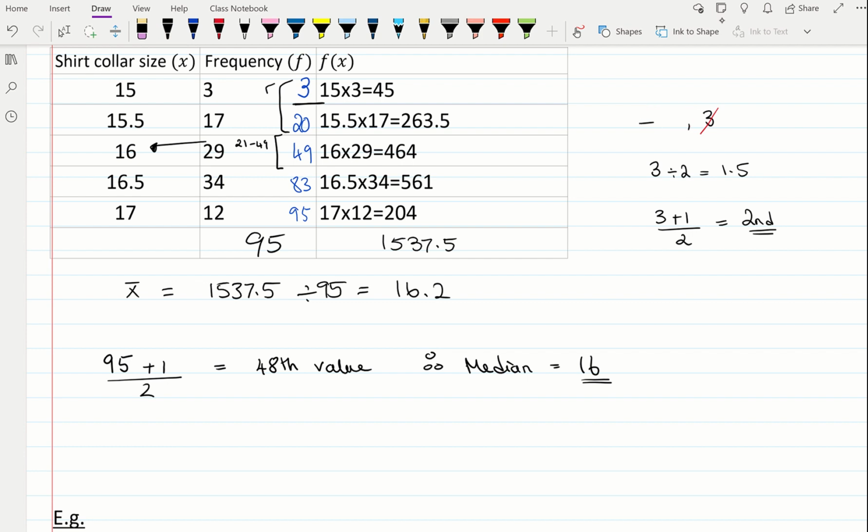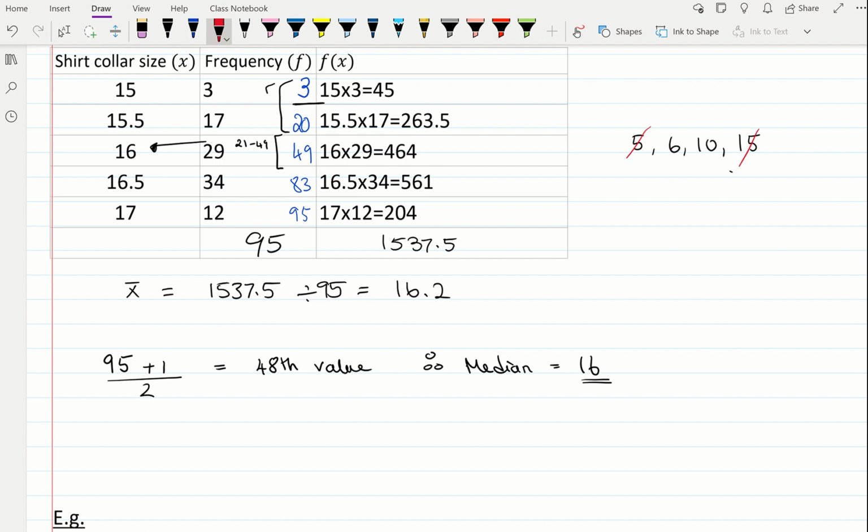Now, if the number of numbers is even, so 5, 6, 10, and 15, that's an even number of numbers.